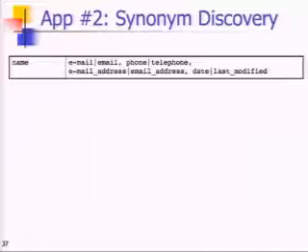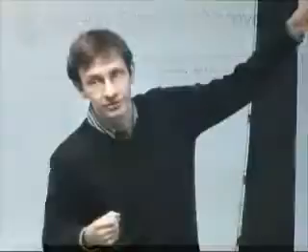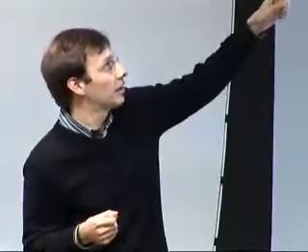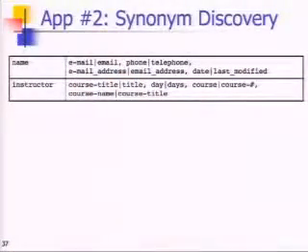So when I ask someone to come up with name, we get the top ranked synonyms from the system. So e-mail equals email, phone equals telephone, date equals last modified, and so on. For instructor, we get a lot of things that are, again, relevant to the course announcement area, so that course title equals title, course equals course pound, and so on.